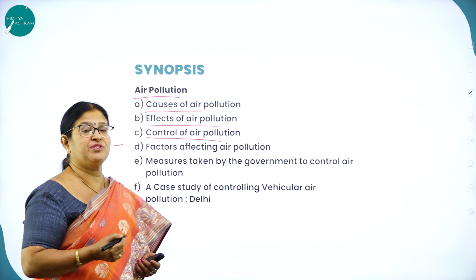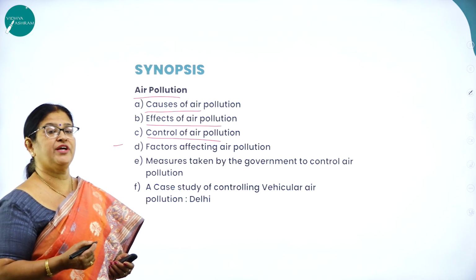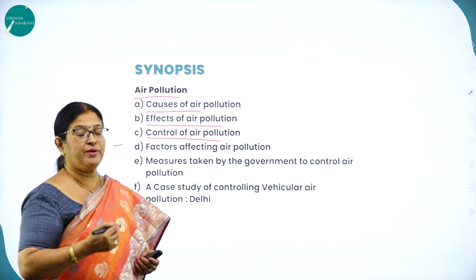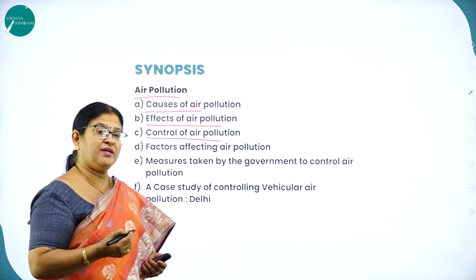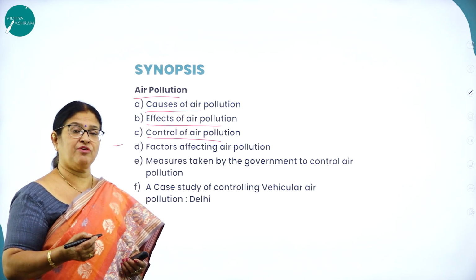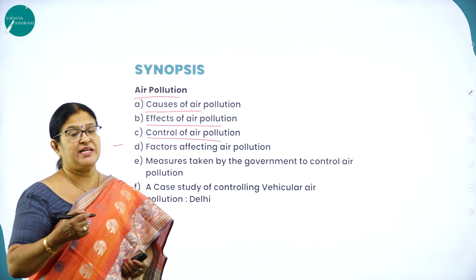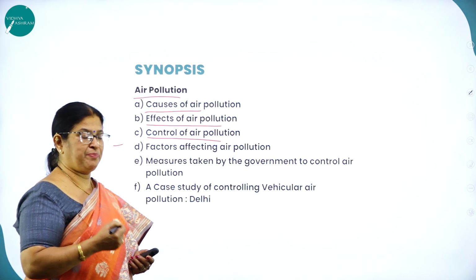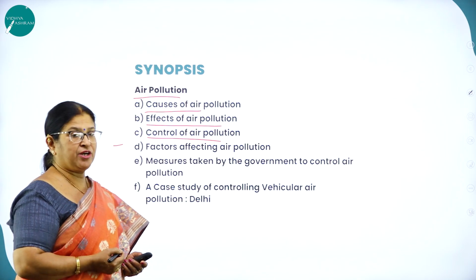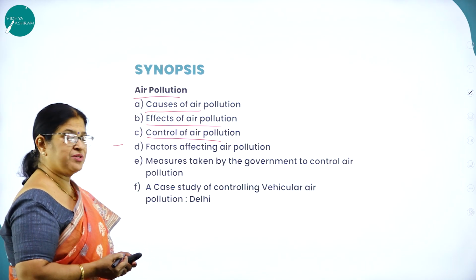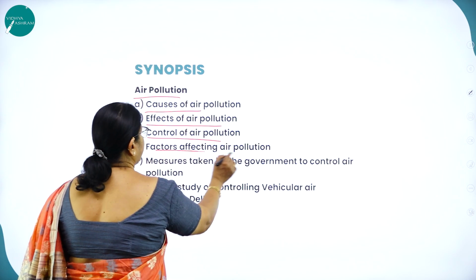So, for that we can use electrostatic precipitators, or we can use scrubbers which remove the particulate matter from the gas or from the exhaust through electrostatic charges and collecting the dust particles on the charged plates. So, we can use electrostatic precipitators, or even we can use scrubbers. Then factors affecting air pollution.